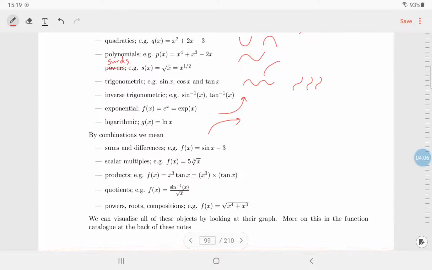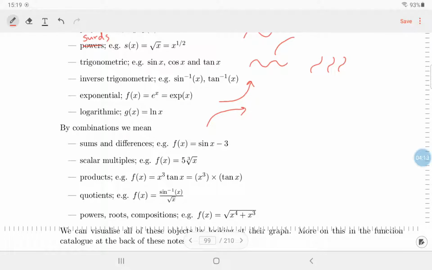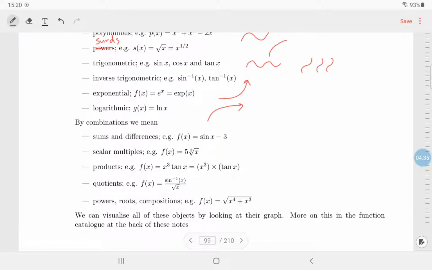Now, what we mean by combinations is you can do a sum or difference of them. So for example, sine plus a constant function. Scalar multiples, so you can take a surd, cube root of x, and multiply it by 5. Products, so things multiplied together, like x cubed by 10x. Quotients, which just means one divided by another, essentially. And then compositions.